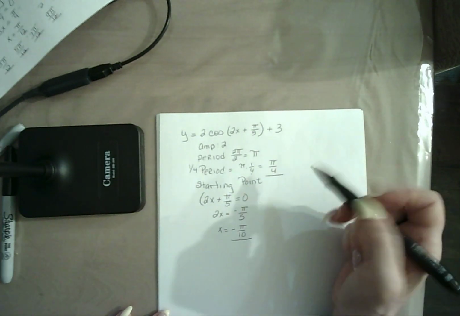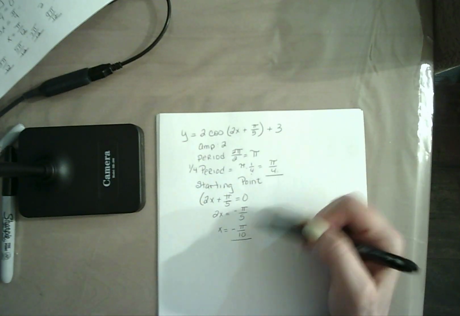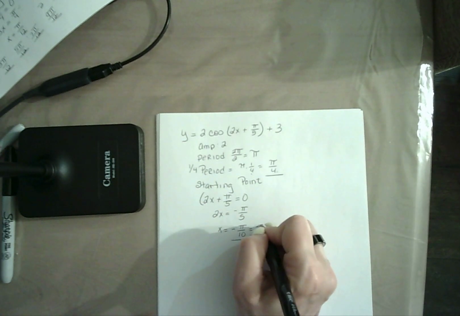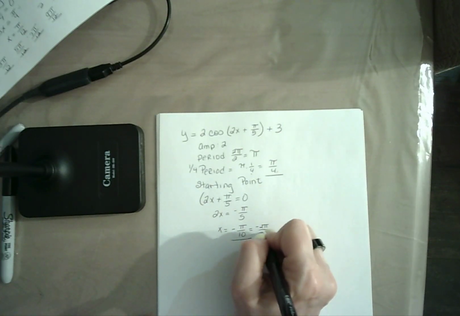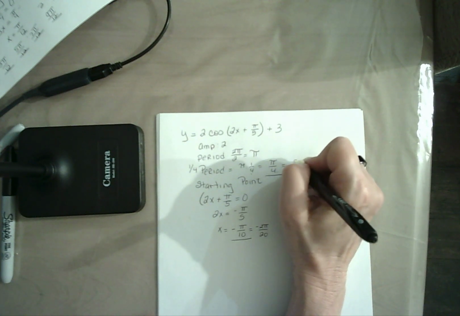This is how we move. If you notice, we have different denominators. So we're going to have to find a common denominator here, which would be 20. So we'll make this negative 2 pi over 20. We'll make this 5 pi over 20.